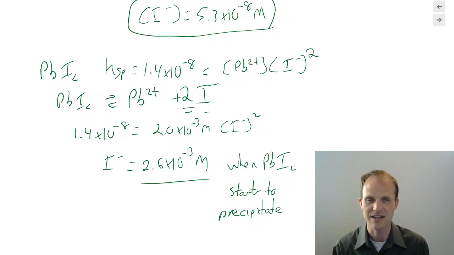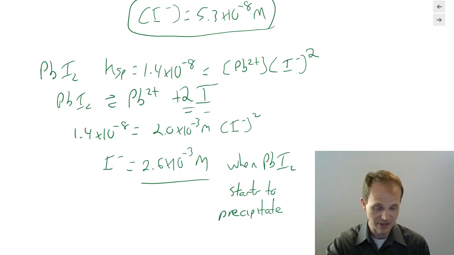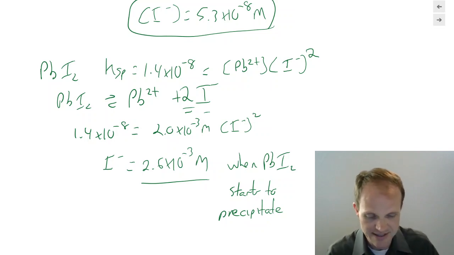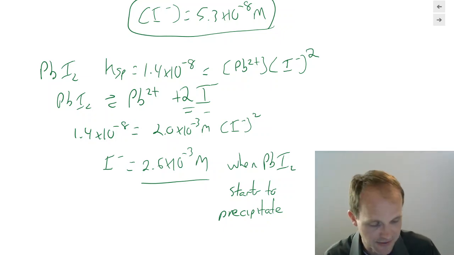We're not going to calculate that precisely. We could, but we're not going to calculate that. But just knowing that these are the ranges, that from a concentration of 5.3 times 10 to the minus 8th to 2.6 times 10 to the minus 3rd, I'm going to be precipitating copper 1 iodide, but I'm not going to be precipitating lead 2 iodide. And so I can use that to separate out ions in solution. Neat stuff, I tell you, neat stuff.